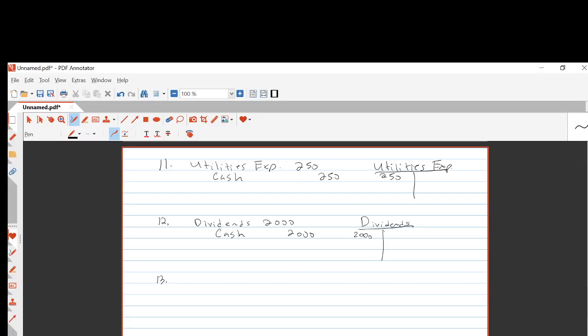So that journal entry would be supplies would increase. Supplies is an asset, it goes up with a debit. And accounts payable would increase. Accounts payable is a liability, it increases with a credit. So that's that journal entry.